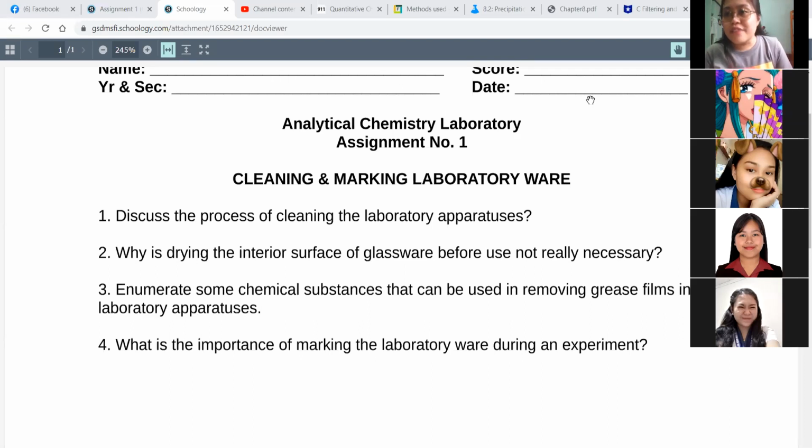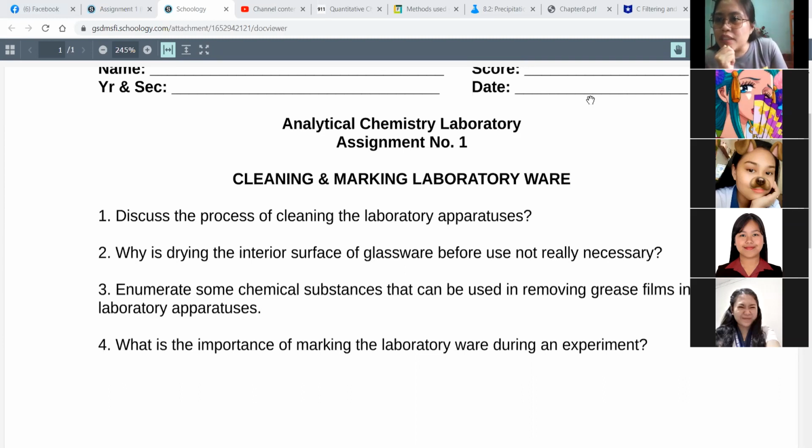Again, organic solvents like acetone, ketone, ether, you can use that to remove the grease. Kaya lang ether is very volatile. So paspas kay siya mag-volatilize, lisod po siya gamiton. Katulad mga acetone, pinaka-common. What is the importance of marking the laboratory ware during an experiment? Why is it important to mark our glasswares? This one is very basic.